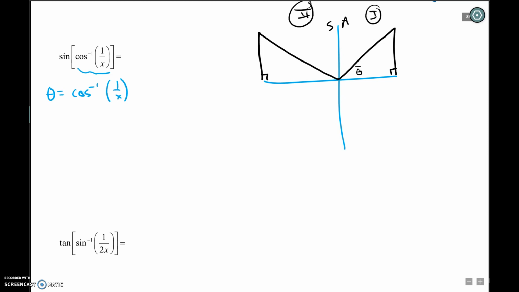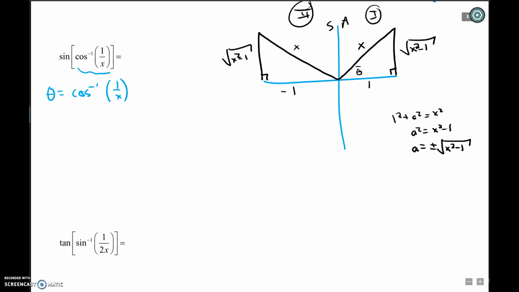Theta bar. Cosine is 1 over x. 1 squared plus a squared equals x squared. A squared equals x squared minus 1. So a is equal to plus or minus the square root of x squared minus 1. So this is the square root of x squared minus 1. This is 1. Technically this is negative 1.